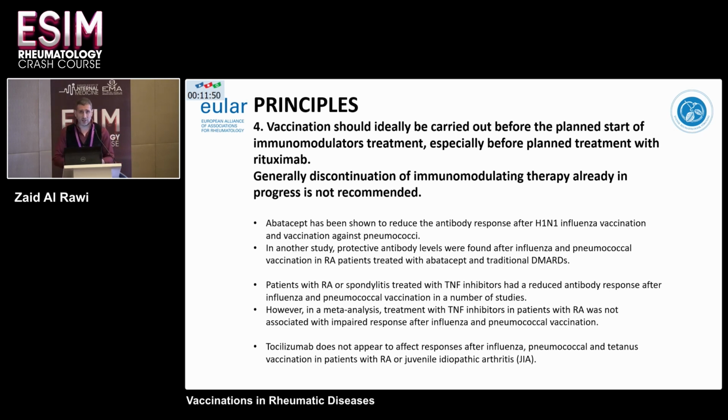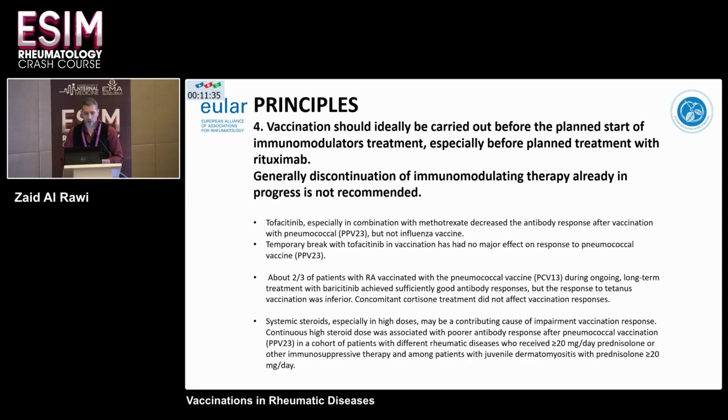Tocilizumab, an IL-6 inhibitor, aka Actemra, seems to have no effect on the vaccination in studies. I couldn't find a study that shows that it affects the titer. I think the same thing applies to tofacitinib. It's a JAK inhibitor. We also have 2 studies that show whether it helps or not.